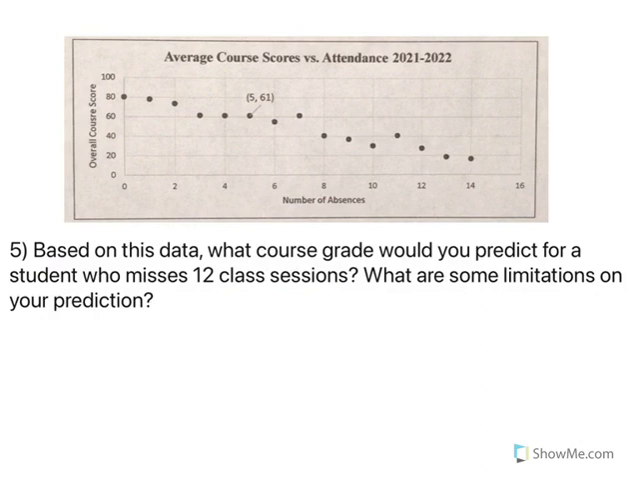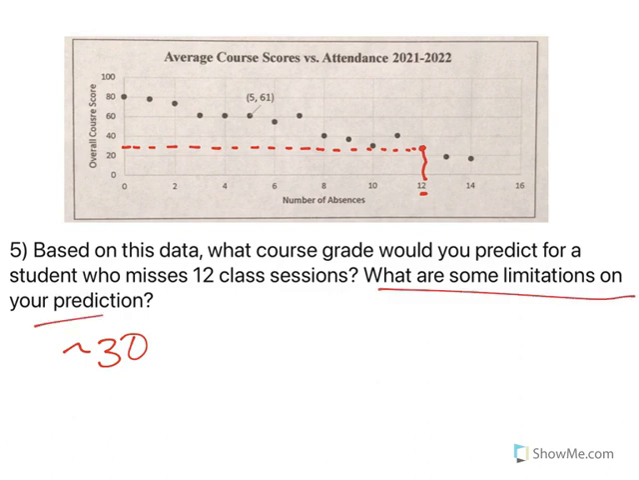Based on this data, what course grade would you predict for a student who missed 12 class sessions? So we find 12, we go up, and it's about right here. If we look over to the vertical, it's about halfway, so I would say it's about a 30. So for a student who misses 12 class sessions, they can expect to get around a 30 in the course. But what are some limitations on this? Now, there's so many different things.